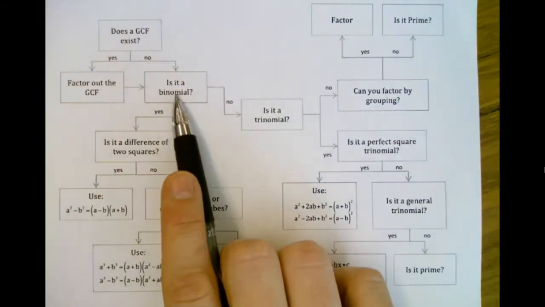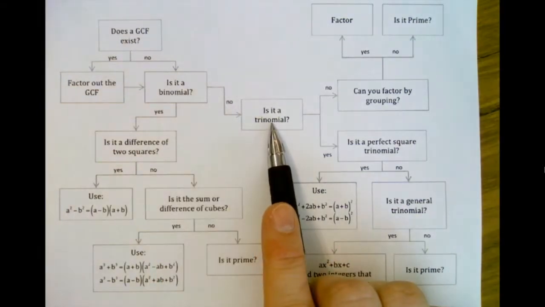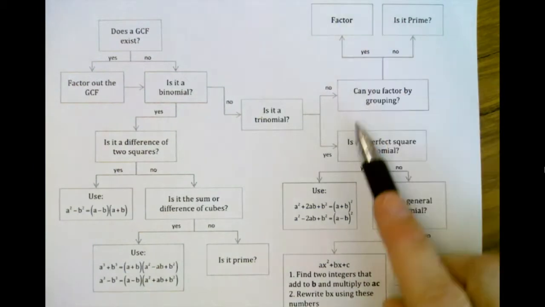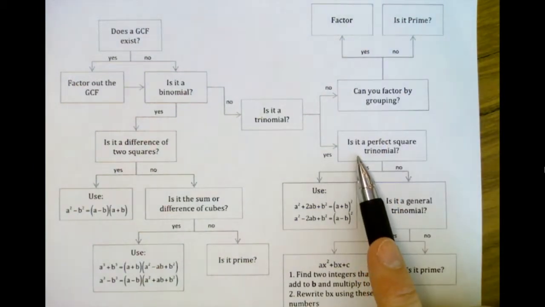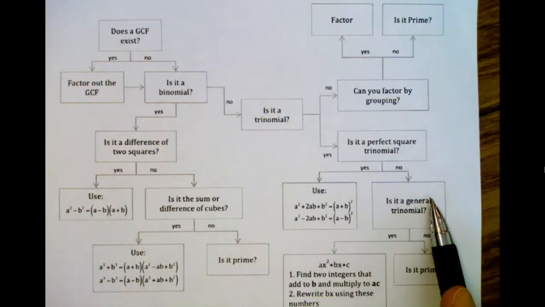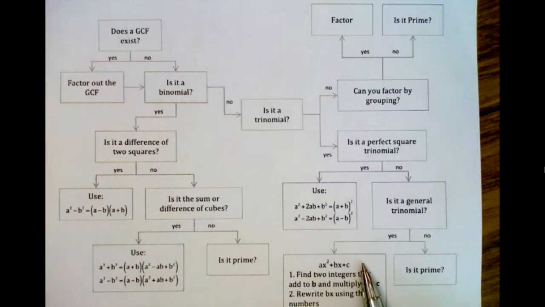If it's not 2 terms, then hopefully it's 3 terms. If it is 3 terms, look to see if you can factor it by grouping, and if you can, go for it. If you can't, maybe it's a perfect square trinomial. If it is a perfect square trinomial, there's factoring for that. If it's not, then we're just going to factor it like a regular trinomial, where we're looking for 2 numbers that multiply to a times c and add to b. And if it's not a general trinomial, then we can't do any factoring. Anytime you see "is it prime," that's the end. If it's prime, that means it can't be factored.